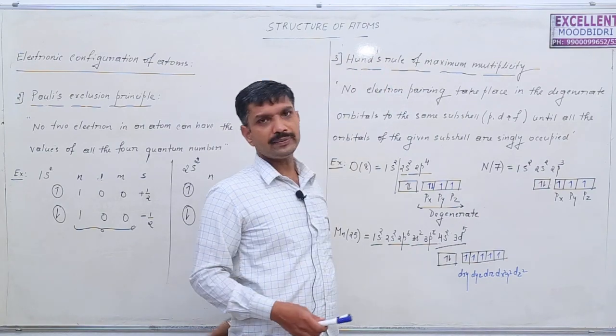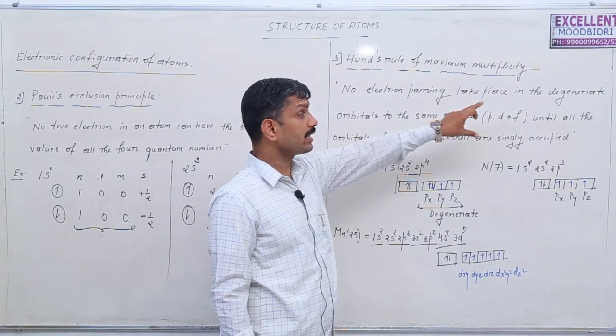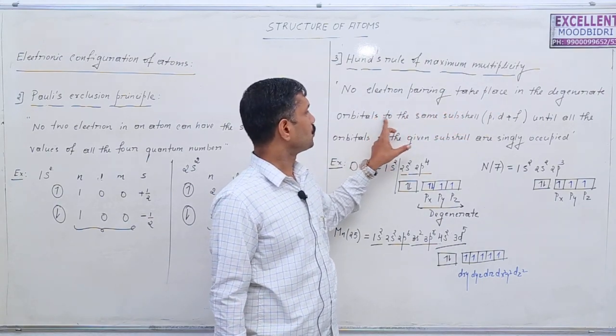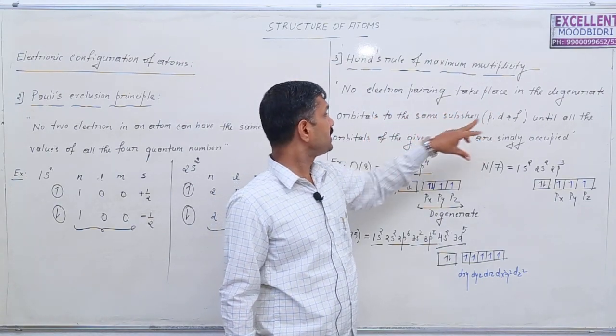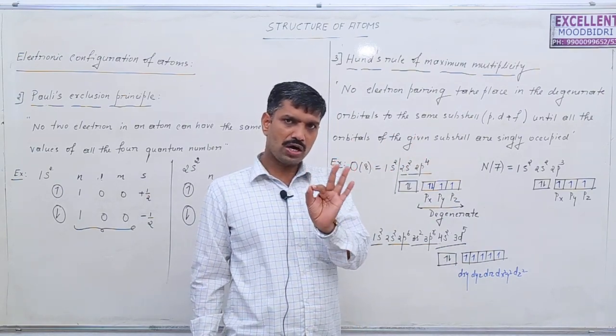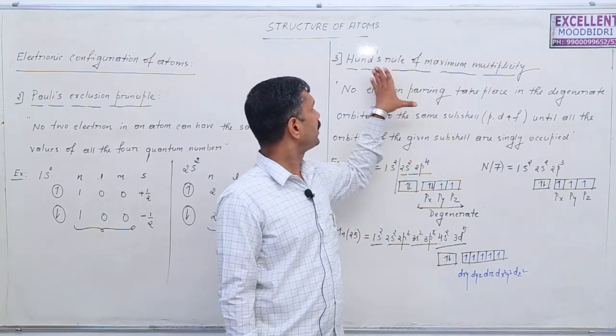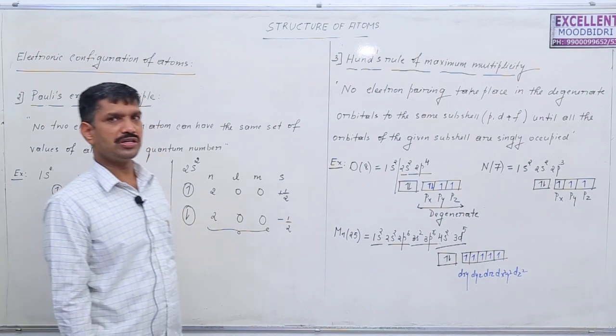So this is called Hund's rule of maximum multiplicity. The rule states that no electron pairing takes place in degenerate orbitals, meaning same energy in the same subshell, until all the orbitals of a given subshell are singly occupied. If all the orbitals are singly occupied, then electron pairing takes place. This is called Hund's rule of maximum multiplicity.